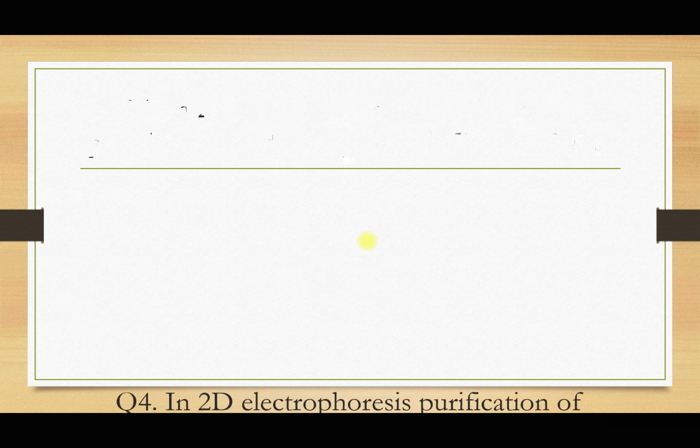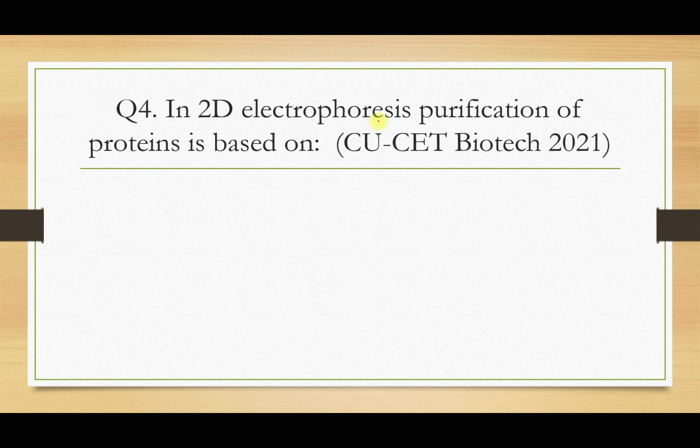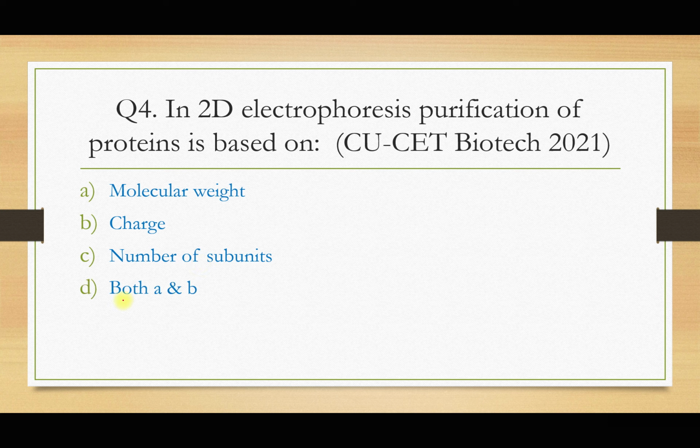The question number 4. In 2D electrophoresis, purification of proteins is based on. This is another previous year question asked in the CUET exam, Biotech 2021. Option A. Molecular weight. Option B. Charge. Option C. Number of subunits. Option D. Both A and B. Here the correct one is option D, which is both A and B.